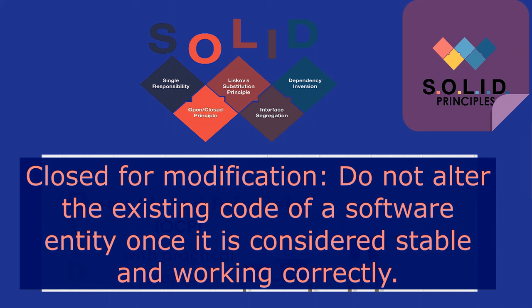This part highlights the importance of not altering the existing code of a software entity once it is considered stable and working properly. Modifying existing code can introduce bugs, and changes may have unintended consequences in other parts of the system. By keeping existing code closed for modification, you reduce the risk of introducing errors in the previously tested functionality.